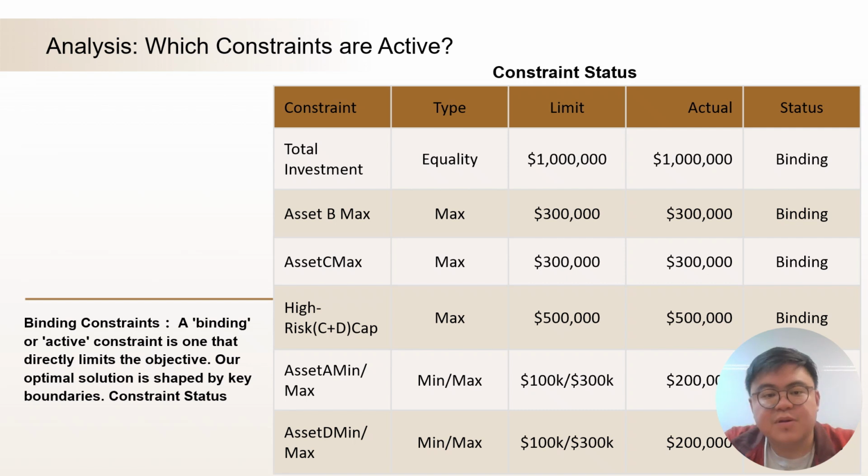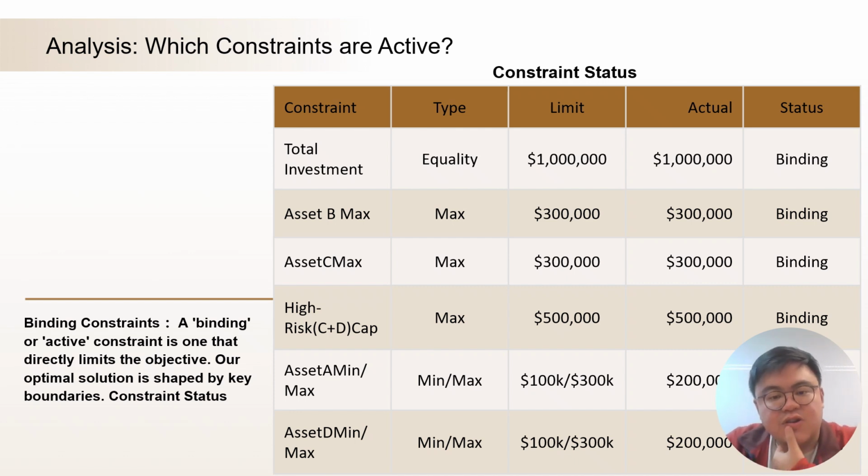To the analysis part, the first question we point out is which constraints are active. The idea we want to tell the audience is that a binding or active constraint is one that directly limits the objective. Our optimal solution is shaped by the key boundaries, the constraint status, and these active constraints are identified in the answer report by having a slack value of 0.